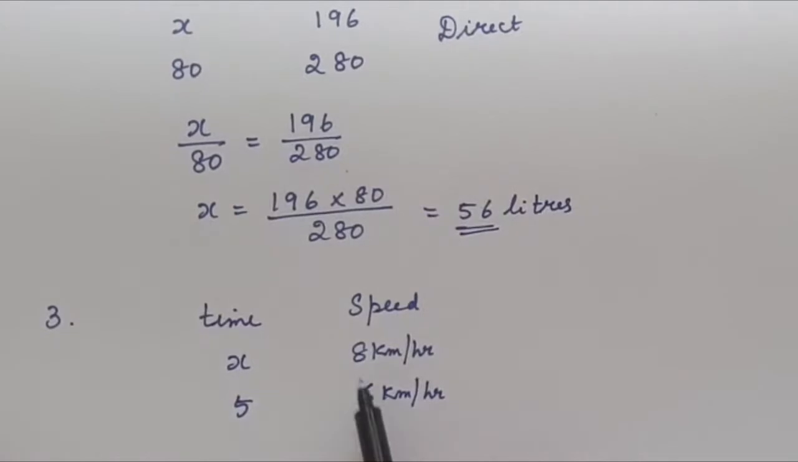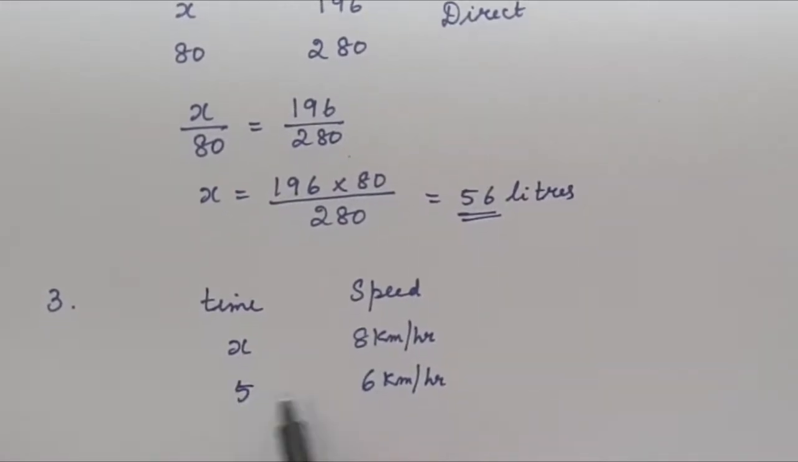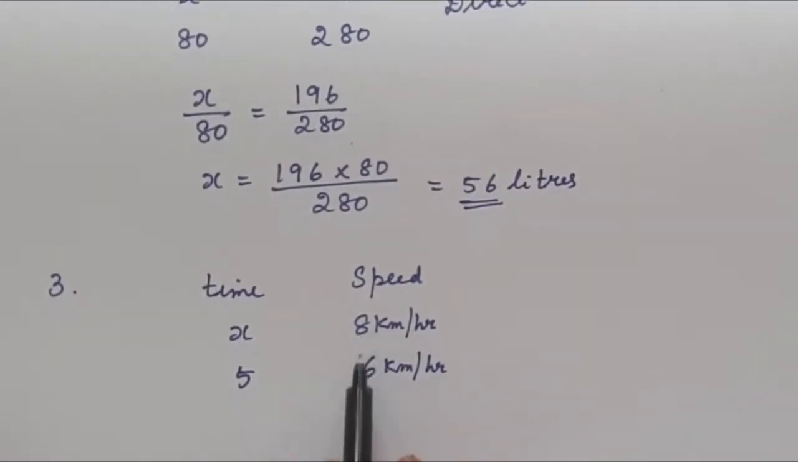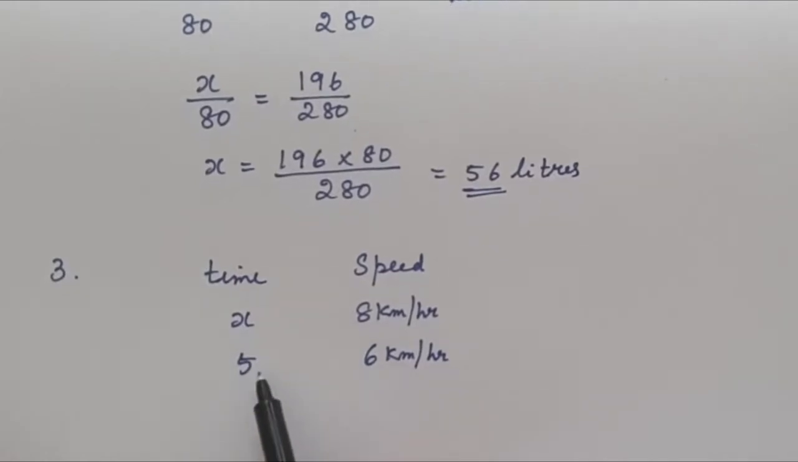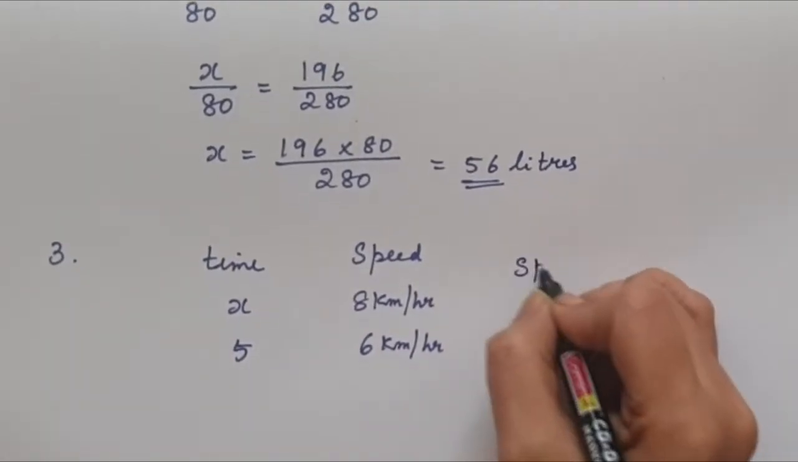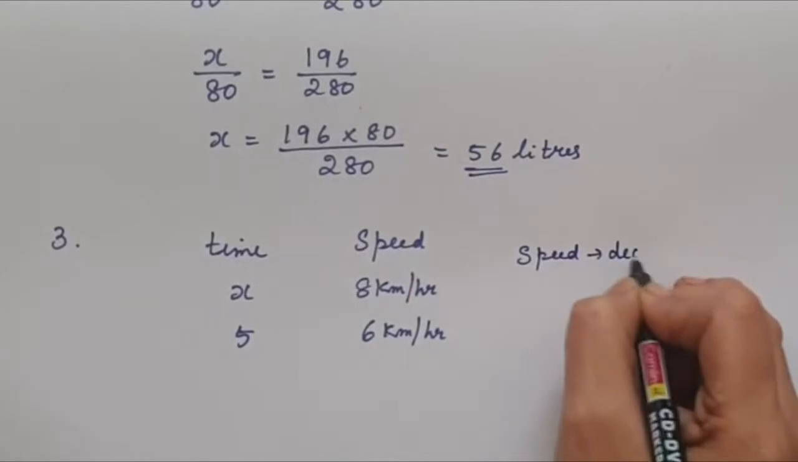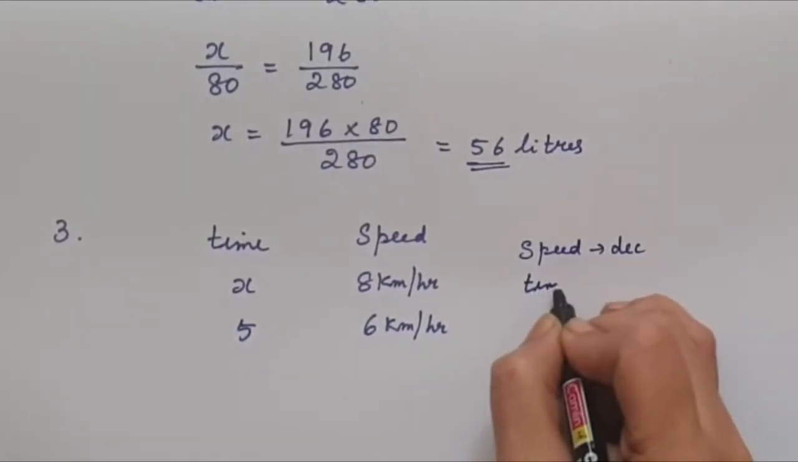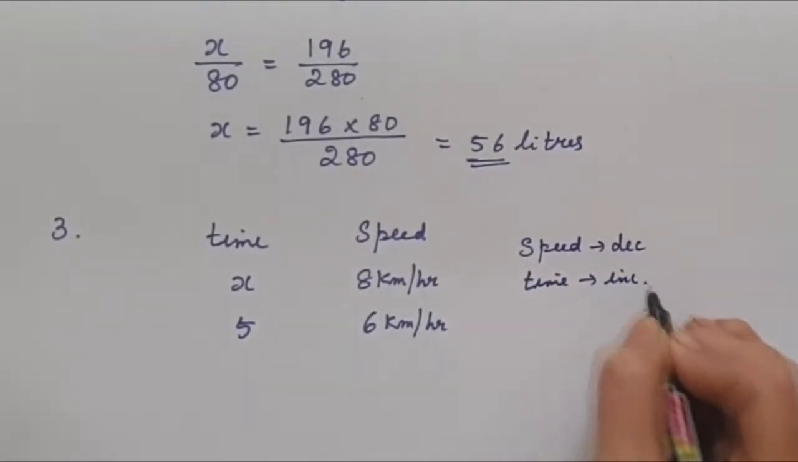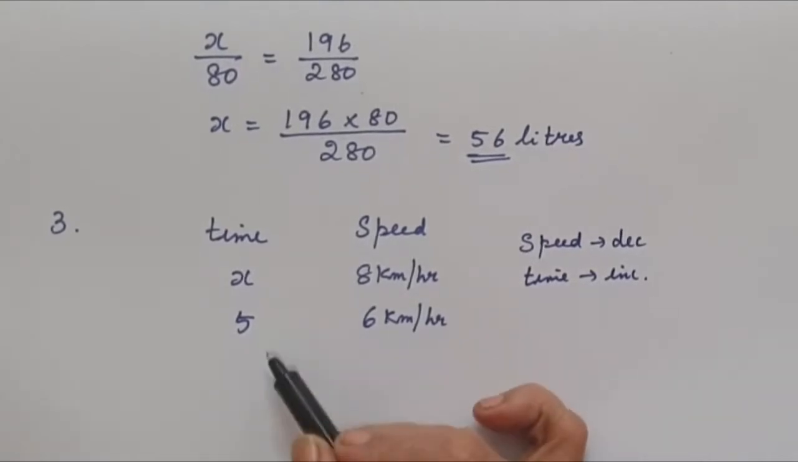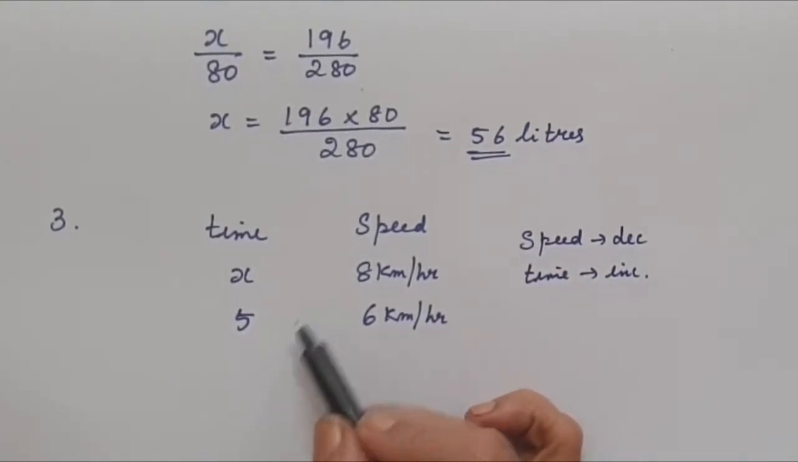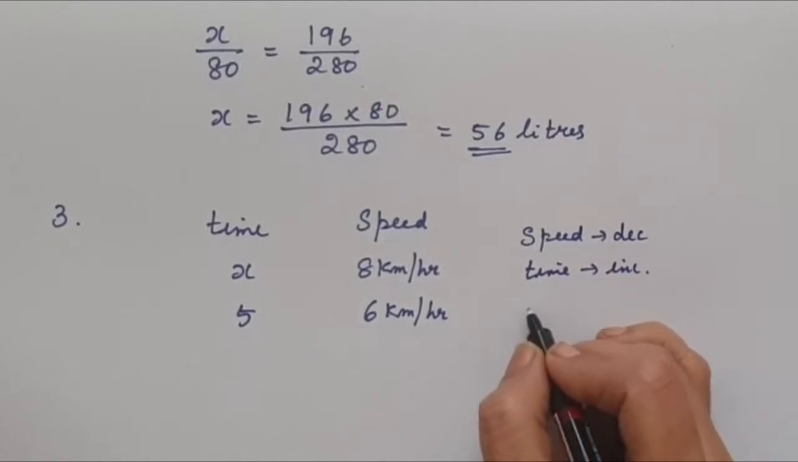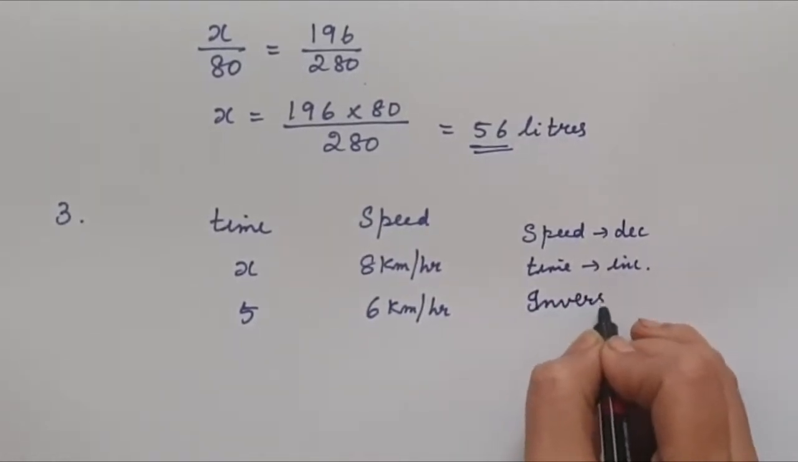So, when we decrease the speed, what happens to the time? The time will become more. That is, when speed decreases, the time increases. When one value is decreasing, the other value is increasing. In that case, we say it is an inverse proportion.